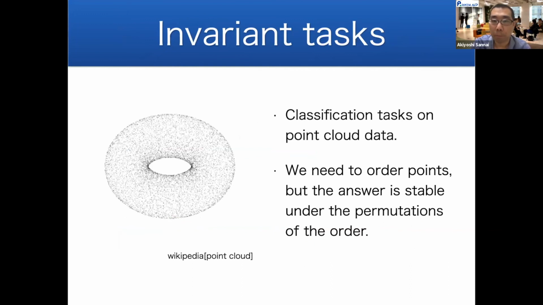For example, if you classify point cloud data, we need all the points, but even if we permute the order of points, the result is the same.